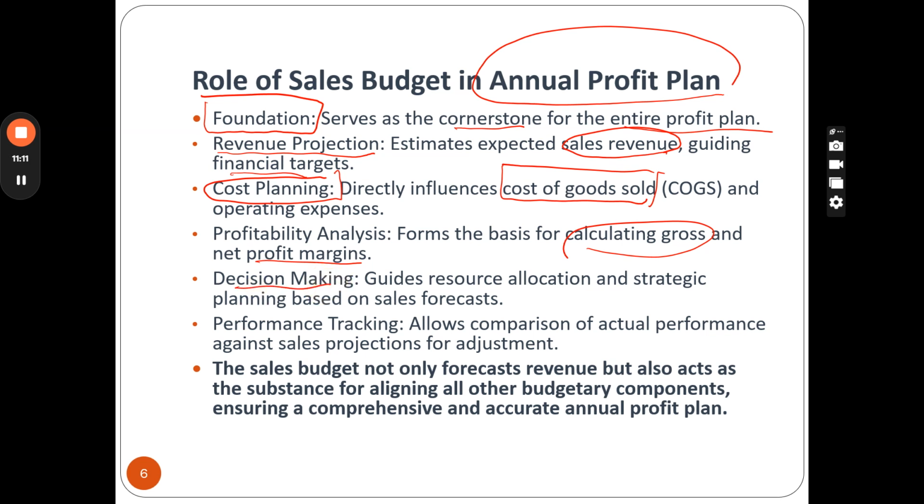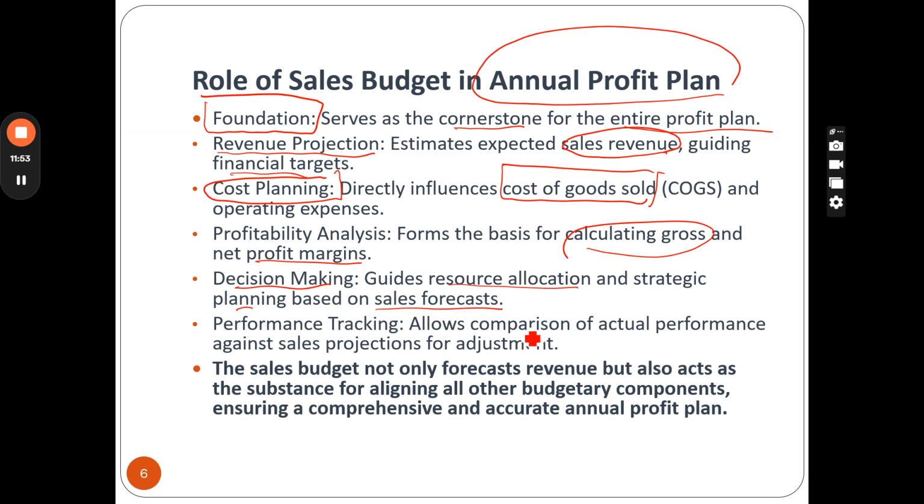Decision making. Guide resource allocation and strategic planning based on the sales forecast. You know how many I am going to sell, so you will be able to allocate your resources efficiently. Do I have to get more labor based on the sales I am going to have, or do I have to cut down my labor cost, or how much do I have to purchase in terms of materials. All these things you can know if you have a plan ahead.